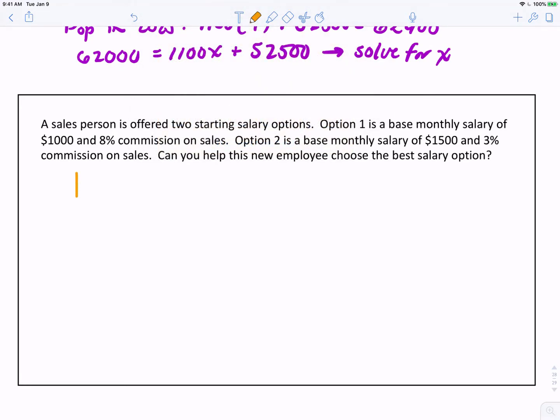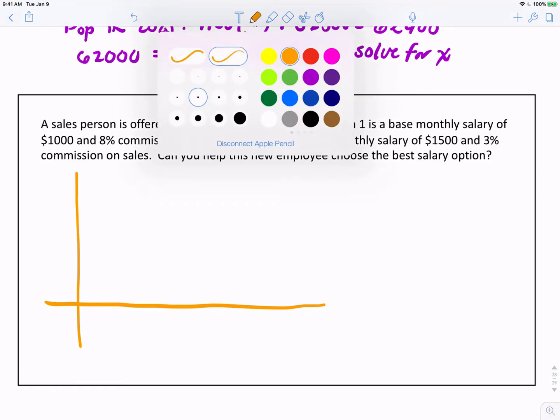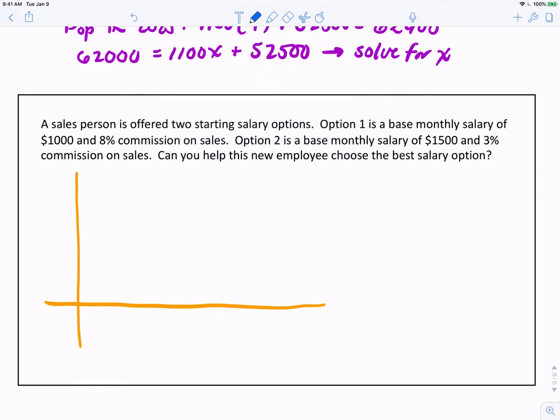Again, you don't have to, but I like to start with a picture. So I'm going to draw a picture of option 1. In option 1, he starts at $1,100 for his base salary, and it's going to grow by 8%. Okay, so this is option 1. Oh, let me fix that. He's only starting with 1,000, not 1,100.